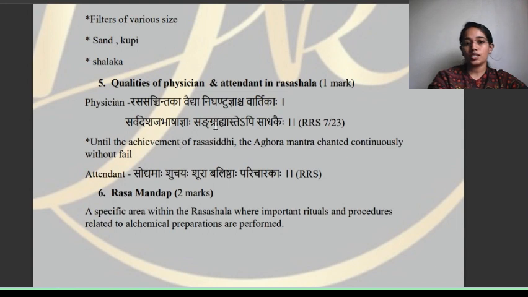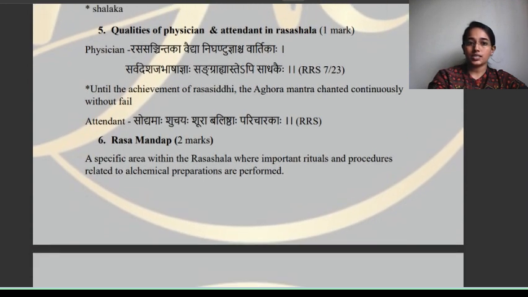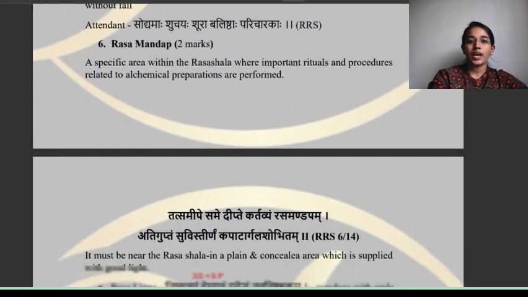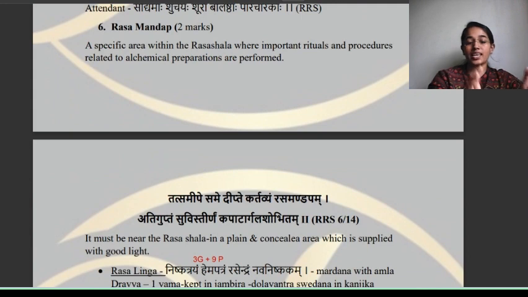Okay, so you can quote these are all one line slogans, so you can easily study it and write it, and you can score good marks. And that comprises the fifth part of your answer. And next comes the sixth part, that is the second portion.